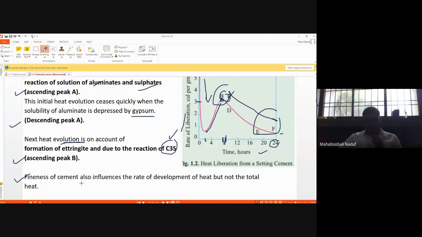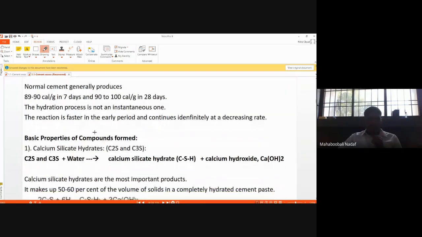Now, going to the next slide, see here. How much heat is liberated for 1 gram? 89 to 90 calories per gram in 7 days, or up to 100 calories of heat is liberated per gram in 20 days.